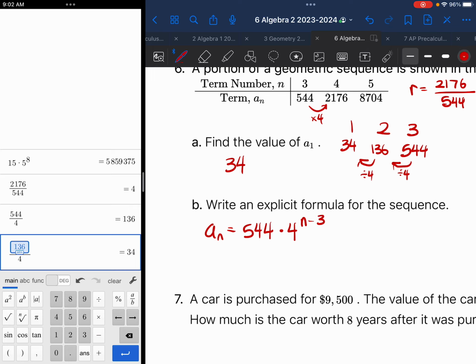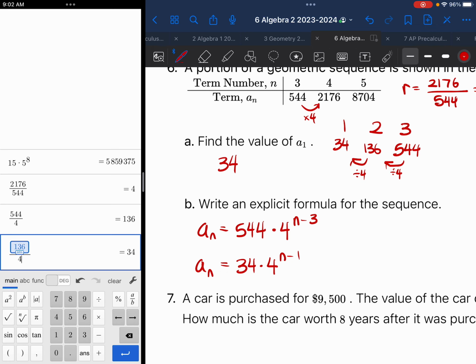And I'm looking at the answer key, and it does this one, which is perfectly acceptable. They say a sub n is equal to, you can use the first term, right? You can say 34 down here. 34 times the common ratio, 4 to the power of n minus, okay, which term am I using? I'm using the first term, so I'm going to put an n minus 1 down here. Both of these are fine.